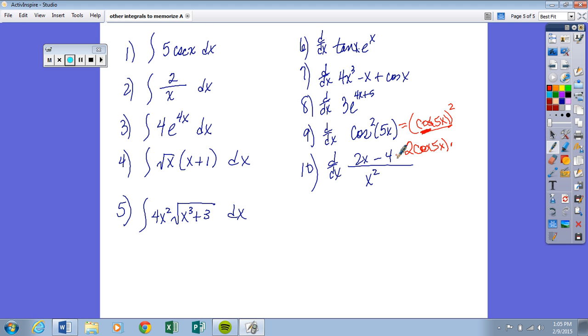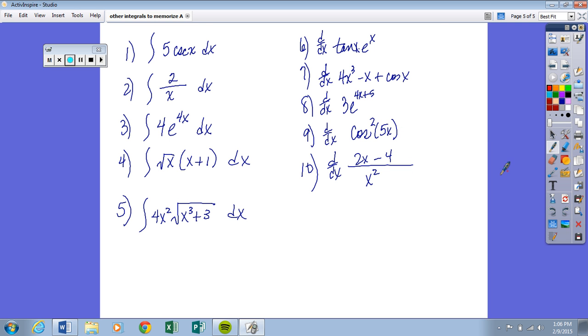So I'm going to stick the negative in the front, and I'm going to have a sine here, and it's the sine of 5x. I'm just recopying the function I see, and then times the derivative of the very inside piece, which is a 5. So when I pull all this together and clean it up, I'm going to write it as negative 10 cosine of 5x sine of 5x. And that would be a good way to leave your final answer.